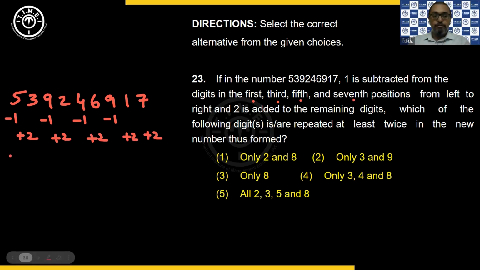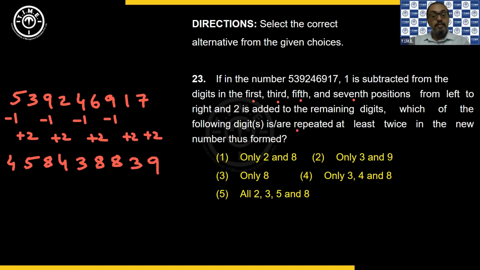Now, if I do that, we have 4, 5, 8, 4, 3, 8, 8, 3, and 9. Then he's asking which of the following digits is or are repeated at least twice in the new number. What are the digits that are repeated? 4 is repeated, 3 is repeated, and 8 is repeated. So only 3, 4, and 8 is the answer we choose. Follow the instructions, you'll get your answer.